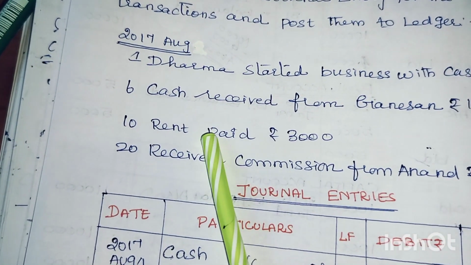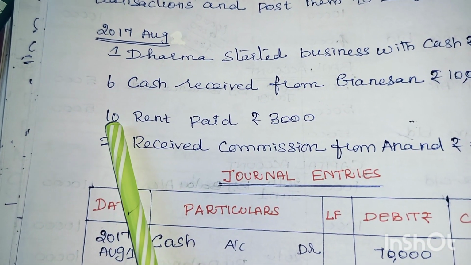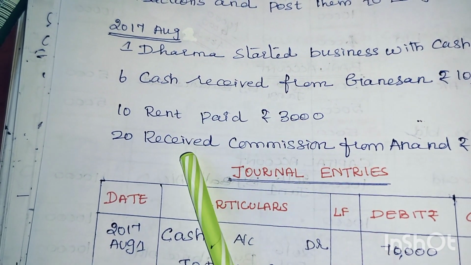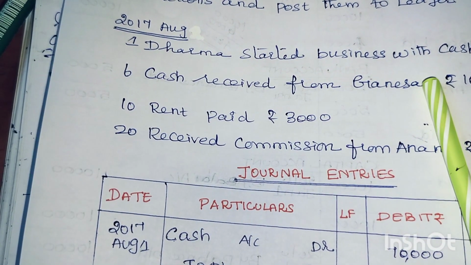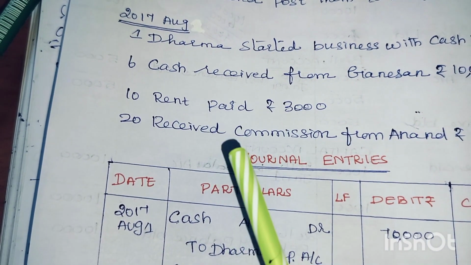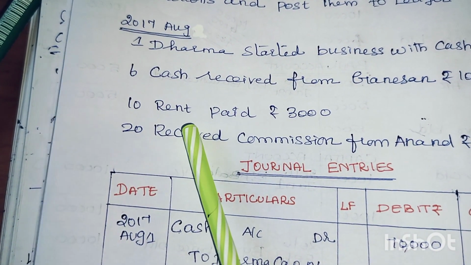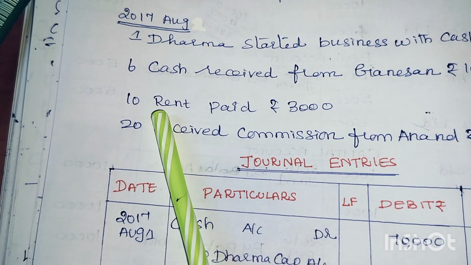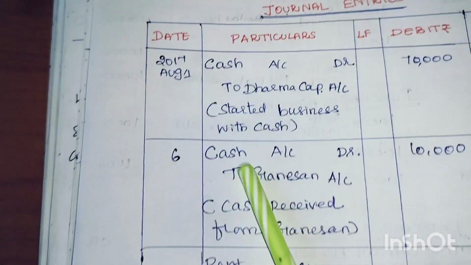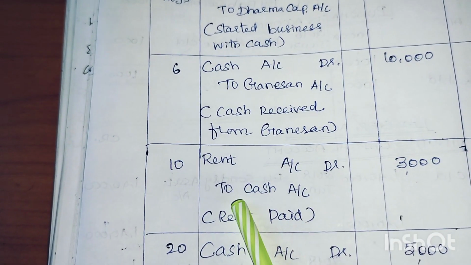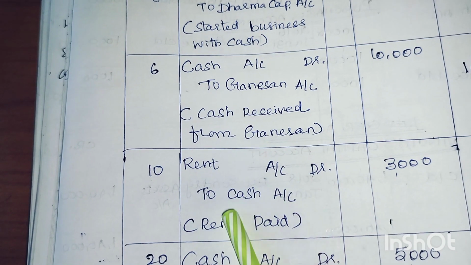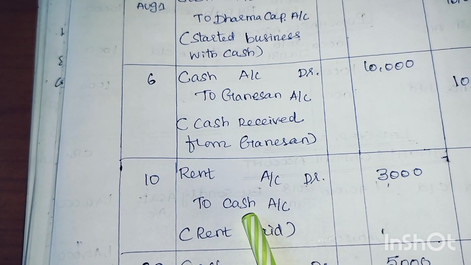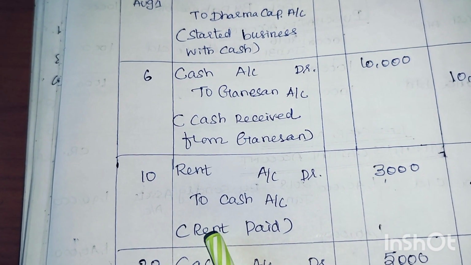The third transaction is August 10, rent paid rupees 3,000. So rent paid means cash goes out from business. So cash account decreases. What is the name? In the name of rent. Okay, so rent account debtor to cash account. Why cash account? Cash account decreases, we credit the cash account. Okay, what is the narration? Rent paid.